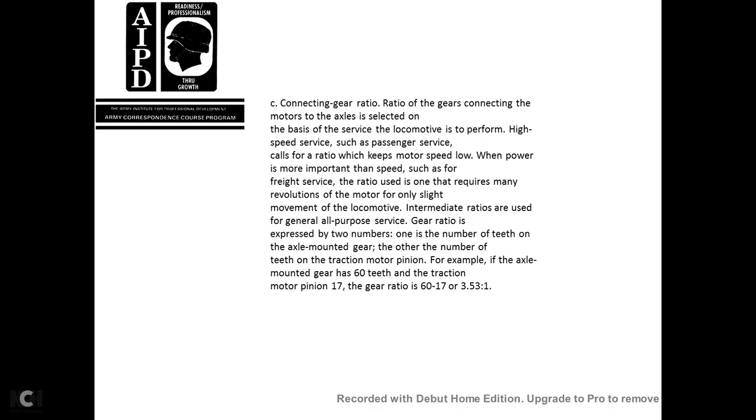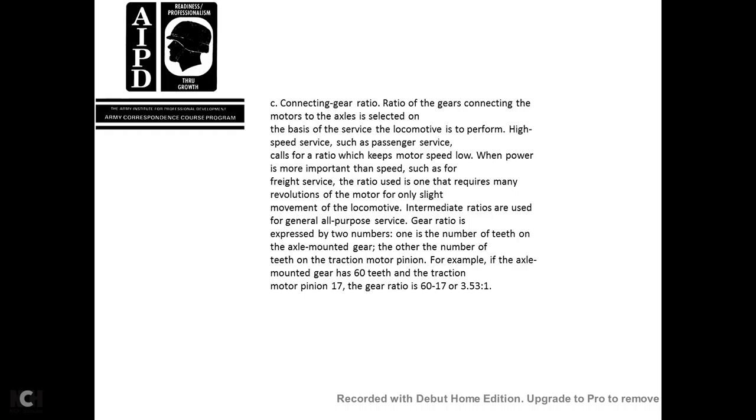C. The connecting gear ratio. The ratio of the gear connecting the motor to the axle is selected on the basis of the service the locomotive is to perform. High-speed service, such as passenger service, calls for a ratio which keeps the motor speed down. When power is more important than speed, such as in freight service, a ratio is used that requires many motor revolutions for an on-site movement of the locomotive. Intermediate ratios are used in general all-purpose services.